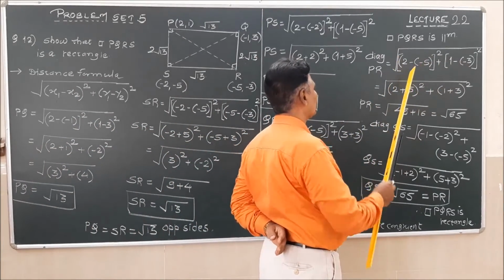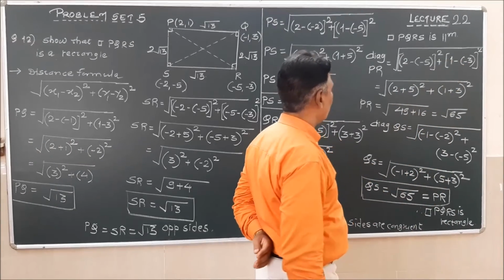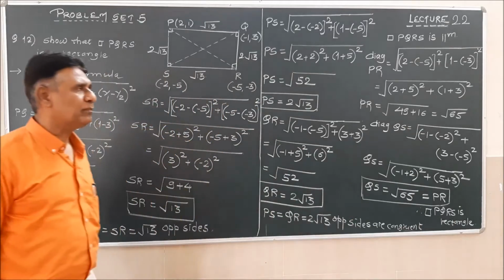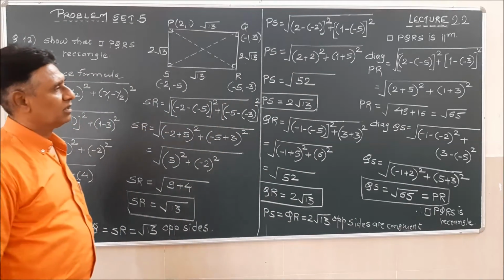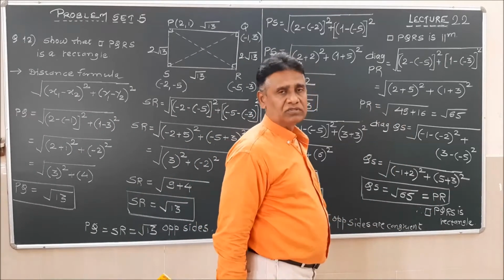So you will be getting 2 plus 5 which is 7, 7 square is 49, 1 plus 3 that is 4, 4 square is 16. So 49 plus 16 will give us root 65. So you will get here PR as root 65.